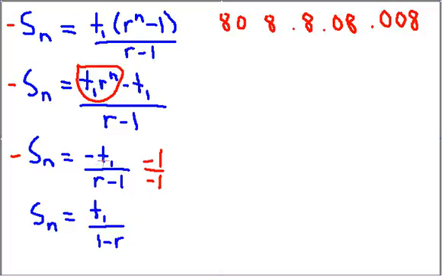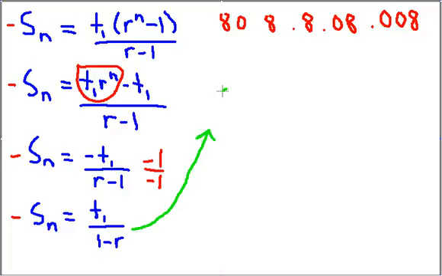What is minus 1 times minus t1? Well, that would be a plus t1, or simply t1. Let's take our denominator. Minus 1 times minus 1 is a positive 1. And then minus 1 times r would be minus r. So rewritten then, the sum of the first n terms as our terms approach the number 0 is going to equal t1 over 1 minus r. Well, let's go ahead and use that formula and see what we get.